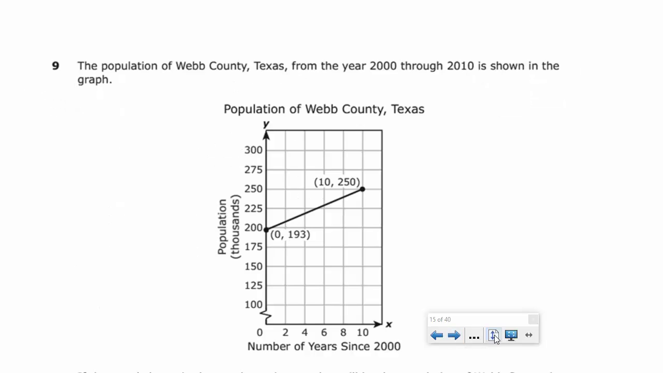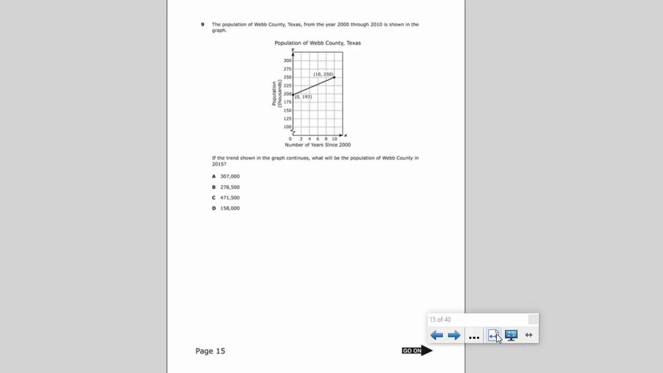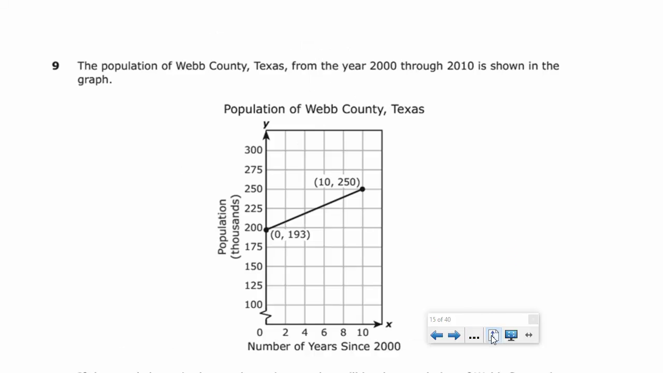All right, number 9. Let's make this wider so I can see it. All right. So this is a question here. Actually, I can't see that too well. This is a question here about population of Webb County, Texas from the year 2000 to 2010. And what's happening here is the population is increasing.